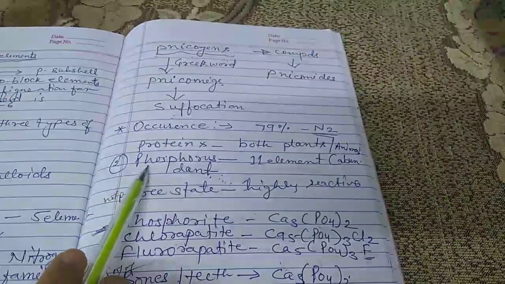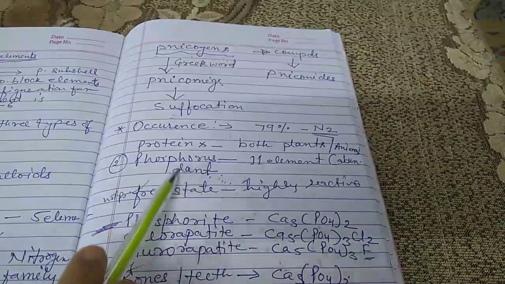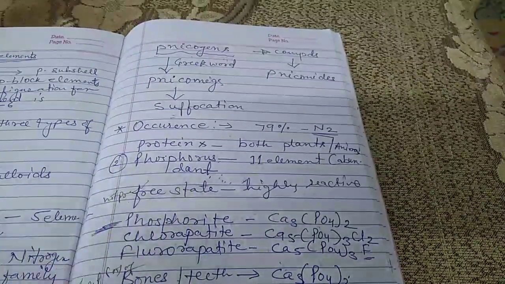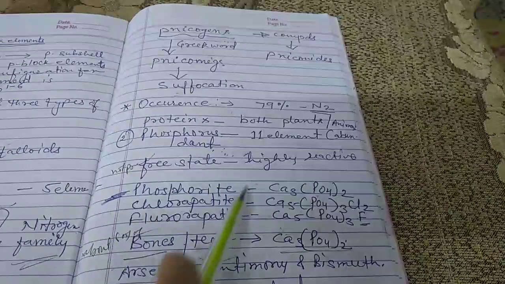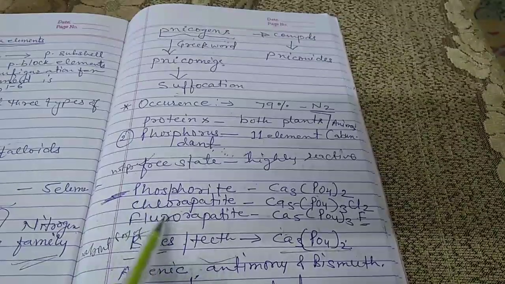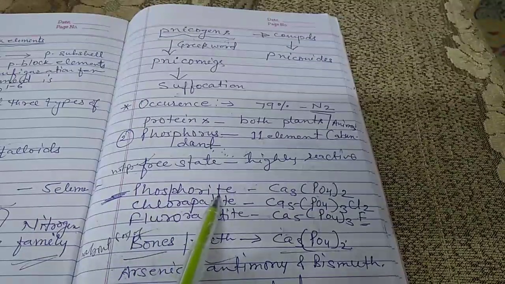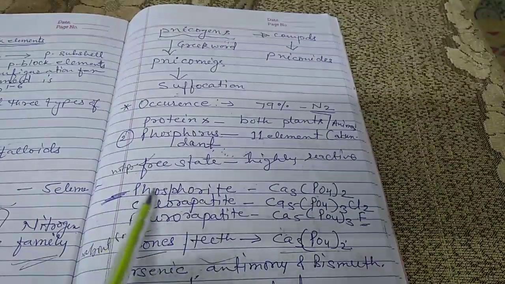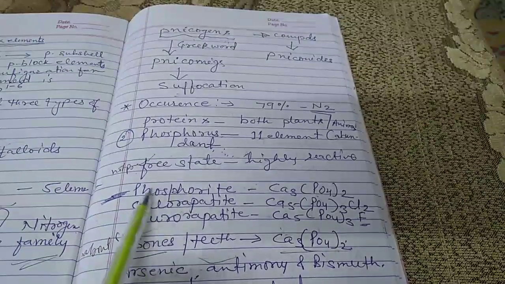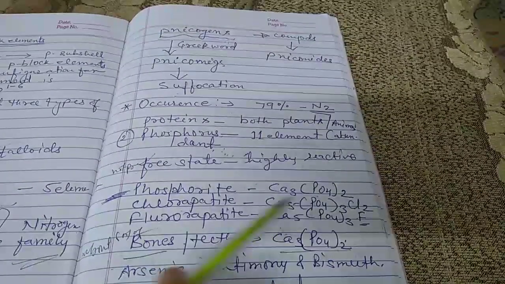Now the second element is phosphorus. It is the 11th most abundant element, and it is highly reactive, so it is clear that it is not present in the free state. These are phosphorite, chlorapatite and fluorapatite. These are the principal minerals of phosphorus, among which phosphorite is very important and very common, because about 60% of our bones and teeth are composed of phosphorite. The formula for phosphorite is Ca3(PO4)2.